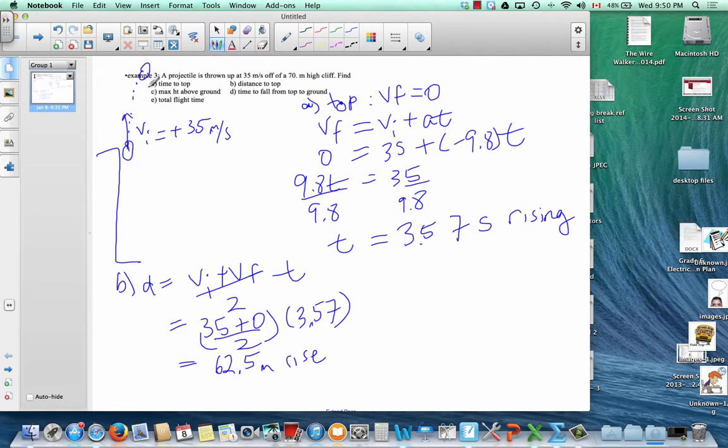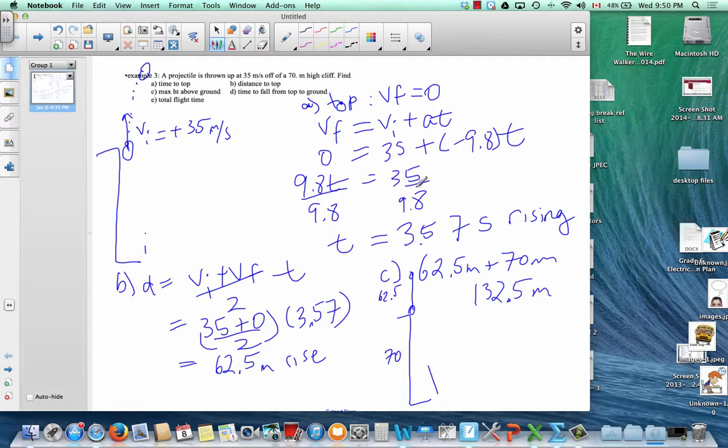So that means from here to here is 62.5 meters. So for the maximum height above the ground, you just have to add the 70 meters of cliff height plus the 62.5 meters of rise. Just on our little diagram here. So up here, that's 62.5, and this is 70. So we're now 132.5 meters above the ground.